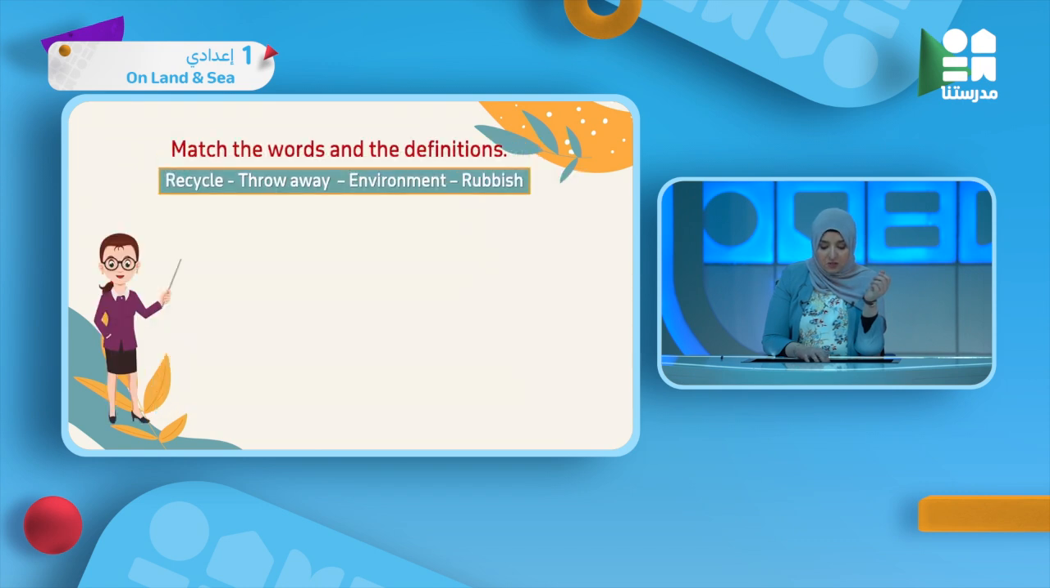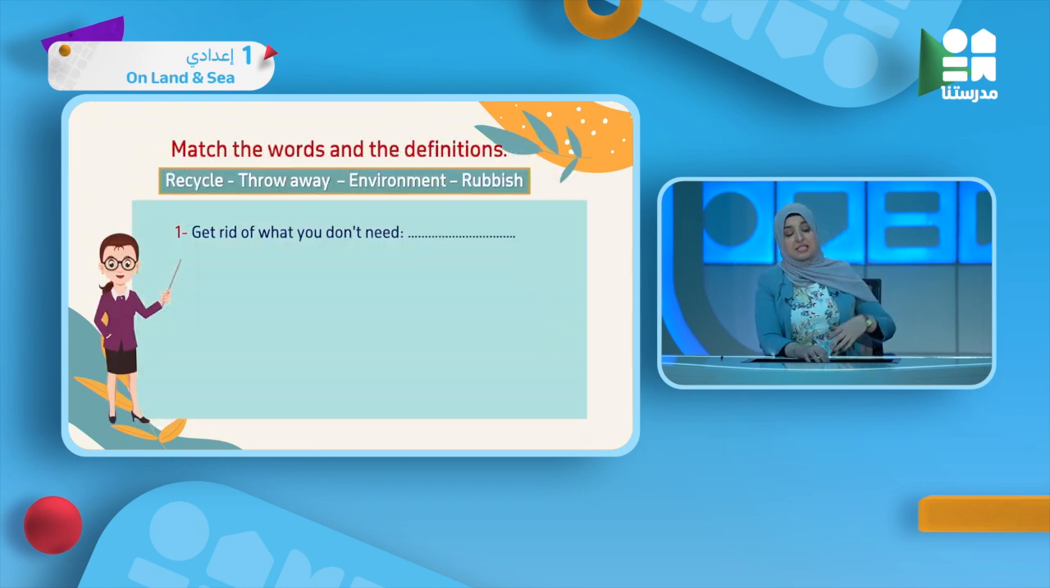Okay, this is exercise. We are going to complete these sentences or the definition. نقول ايه definition ده بتاعها ايه. Sentence and write the definition. Recycle, throw away, environment, rubbish. Number one, get rid of what you don't need. بنقول عليها ايه؟ لو انت بتخلص من شيء انت مش محتاجه. Yes, throw away, throw away.